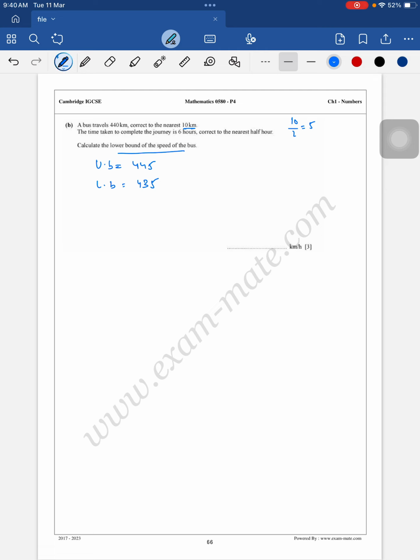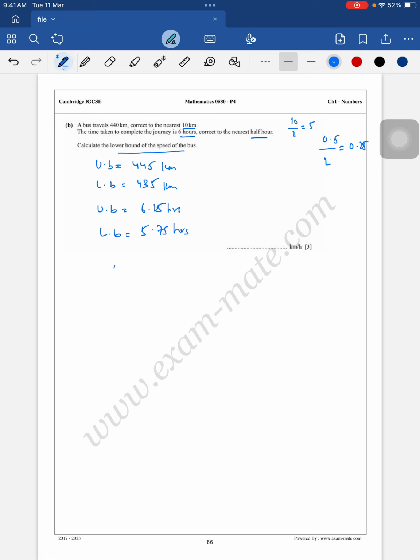Now the time is 6 hours, correct to the nearest half hour. Half hour means 0.5 divided by 2, which is equal to 0.25, right? So 6 plus 0.25 is 6.25 hours, and the lower bound is 6 minus 0.25, which is 5.75 hours. Clear?